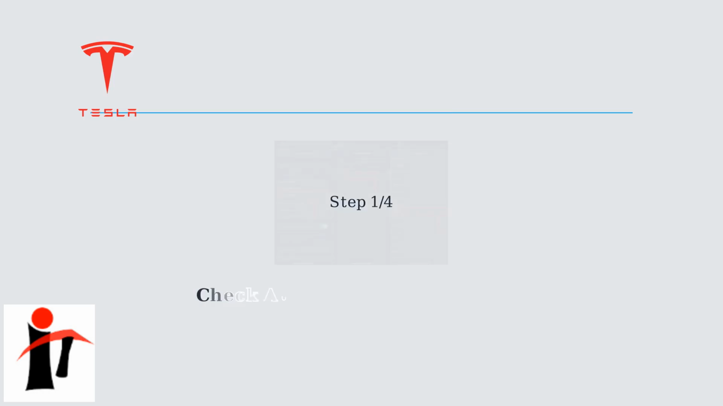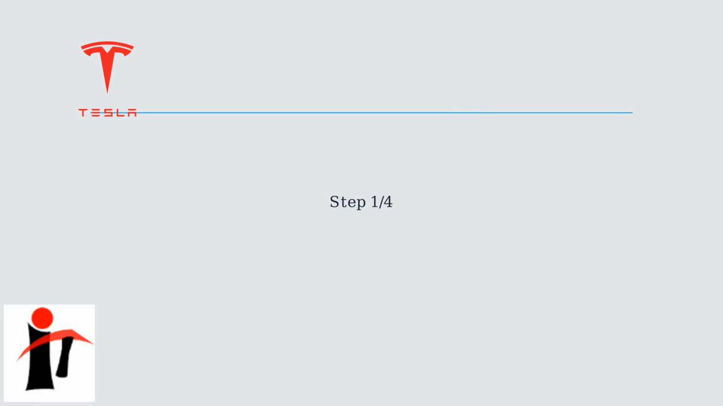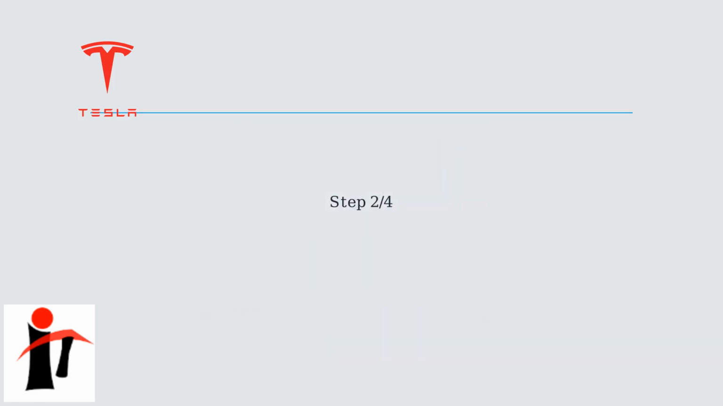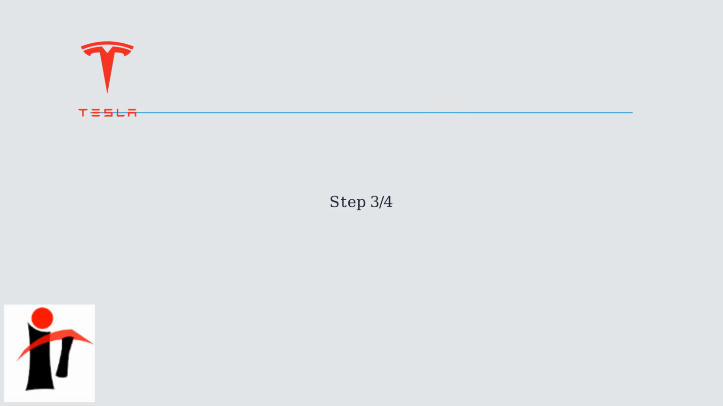First, verify your App Store region settings to ensure you're accessing the correct regional store. Sometimes switching regions using a VPN to a supported country like the US or Canada can allow installation. However, be aware that this might violate Tesla's terms of service or local laws. If the issue persists, try clearing the app cache, force stopping the app, or reinstalling it completely. Finally, contact Tesla support directly. They can provide region-specific solutions or clarifications for your situation.